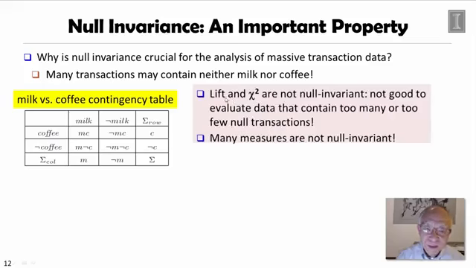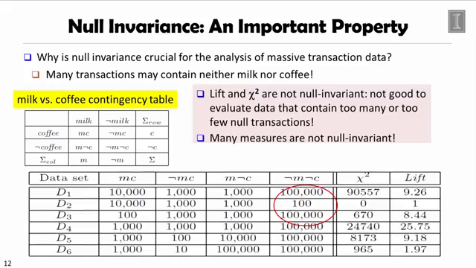Then we see lift and chi-square are not null invariant, so they are not good at evaluating data that contain too many or too few null transactions. For example, let's look at this data set D1. MC means the number of transactions that contain both milk and coffee. Not MC means the number of transactions that contain no milk but coffee. M not C means the number of transactions that contain milk but not coffee. Not M not C means the number of null transactions that contain neither milk nor coffee.